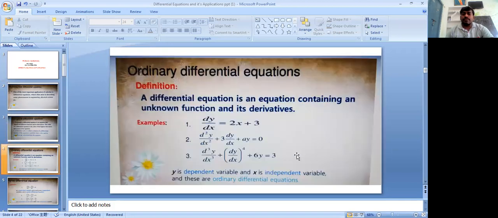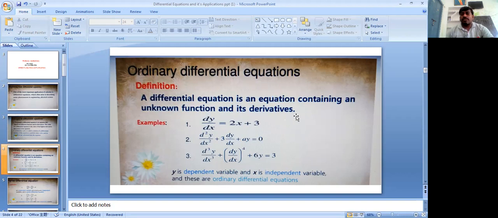equation. Next, differential equations are of two types. One is ordinary differential equation and the second one is partial differential equation. An ordinary differential equation contains derivatives involving one dependent variable and one independent variable. And partial differential equations involve derivatives and one dependent variable and two or more independent variables, then it is called partial differential equation. Let us discuss ordinary differential equations.